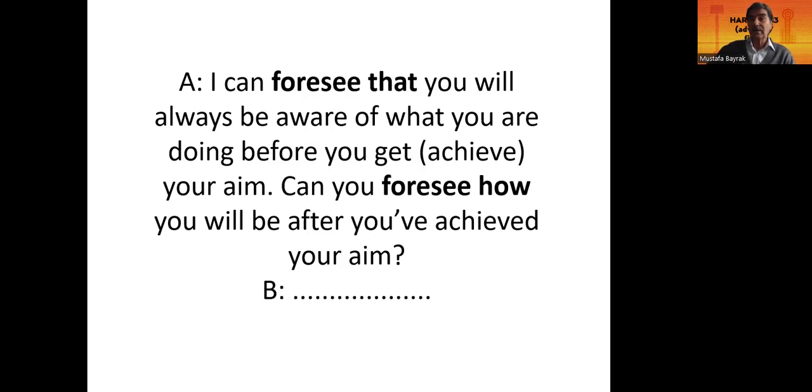Noun clause. How is not a question word here. It's a conjunction. It's a connector. It links the main clause and the dependent clause. Can you foresee how you will be after you achieve your aim? Yes, I can foresee it.